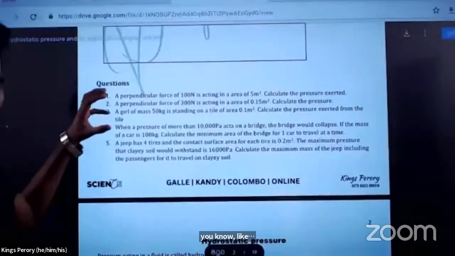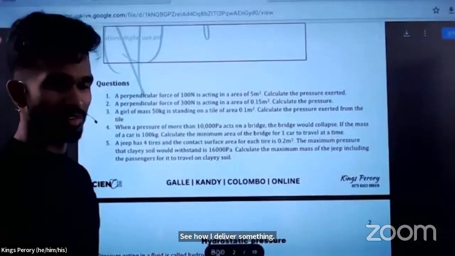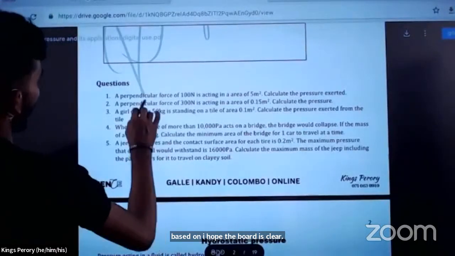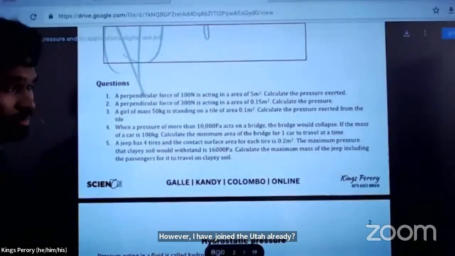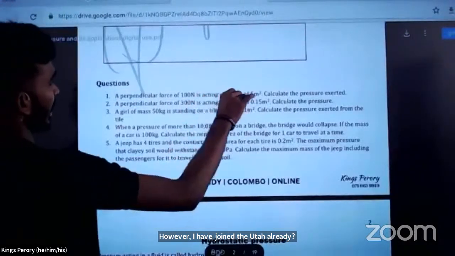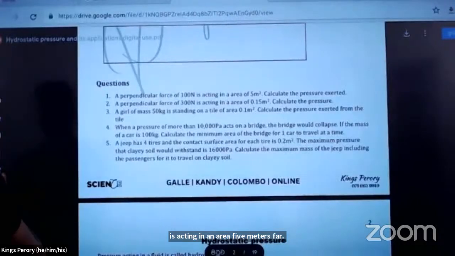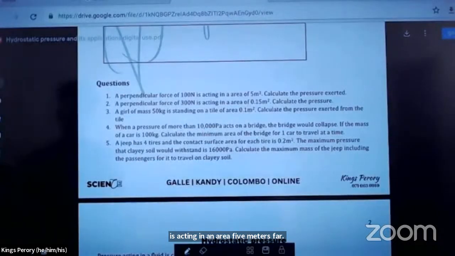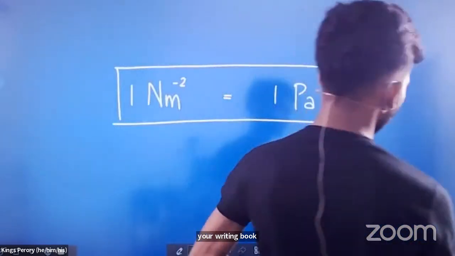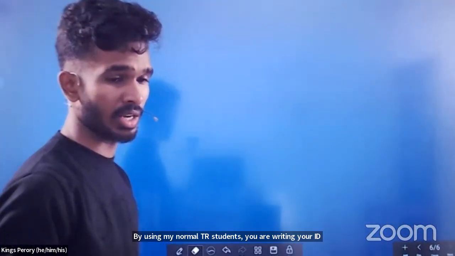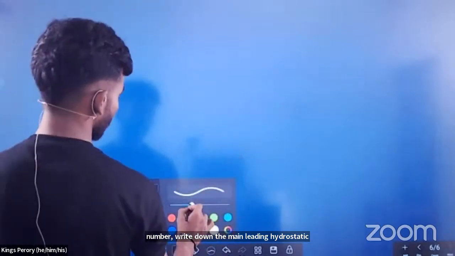Question 1. I hope the board is clear. However, I have given the tutor already. A perpendicular force of 100 Newton is acting on an area of 5 meters square. Calculate the pressure exerted. I want you all to work in your writing book. My normal theory students, in your writing book, write down the main heading: hydrostatic pressure and its application. Under that you are going to work. See how I do. First listen. Question number 1.